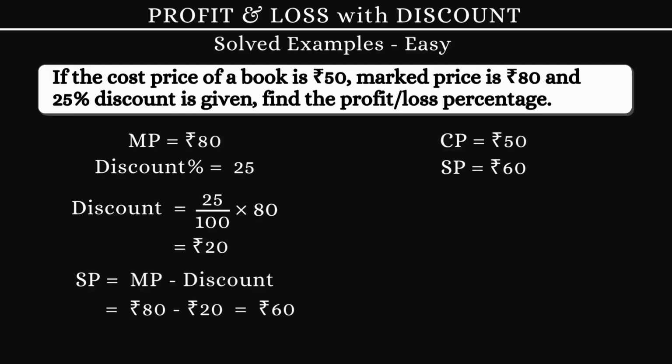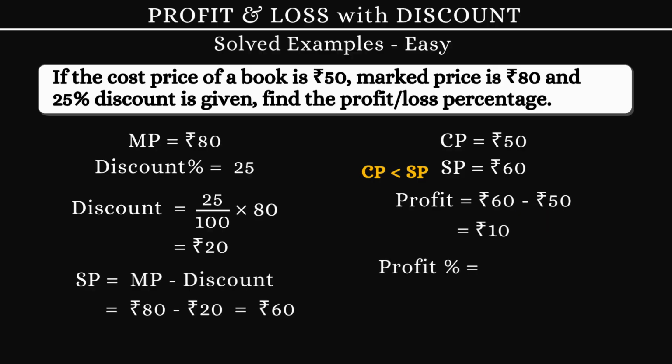Now let's compare this selling price with the cost price to find if it's a profit or a loss. Since the cost price is less than the selling price, we have a profit, which is selling price minus cost price. 60 minus 50, which is 10 rupees. But we are asked to find the profit percentage, which is profit divided by the cost price into 100. 10 by 50 into 100, which is 20%.